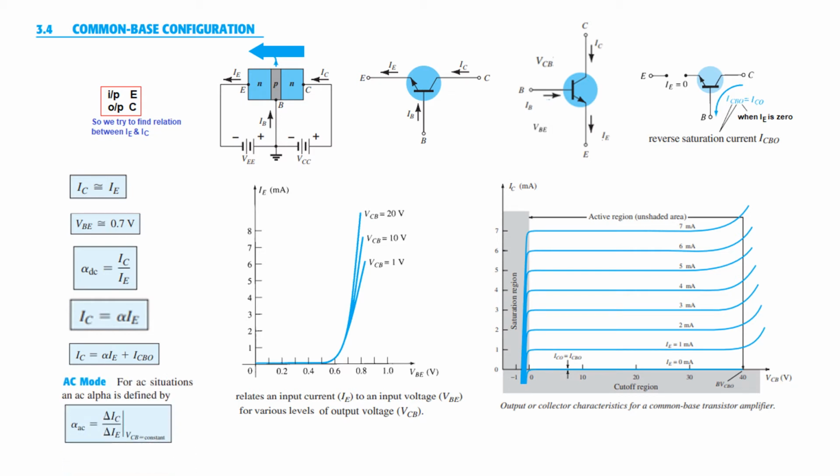And then there is another term which we will not be using now, but just for your idea, there is an alpha AC, which is delta IC divided by delta IE, that is, slight change in IC divided by slight change in IE when VCB is constant. So this is called alpha AC.